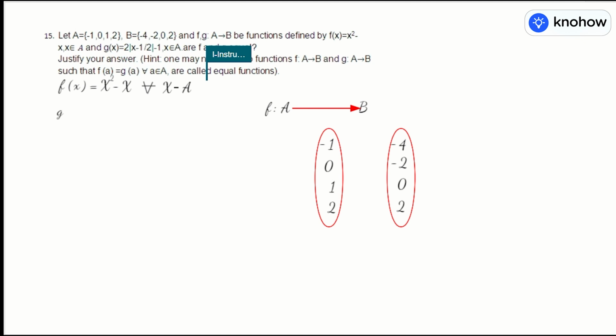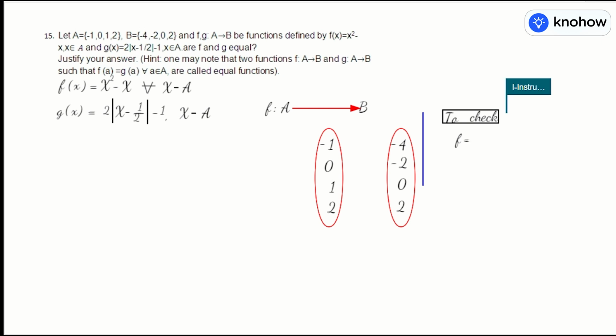And g(x) is defined as 2|x - 1/2| - 1, again x belonging to A. So we have to prove, rather we have to check, whether f is equal to g or not.